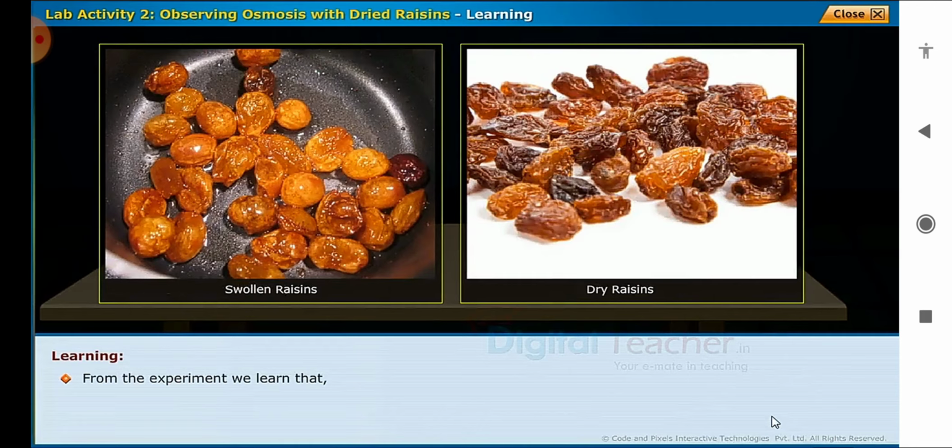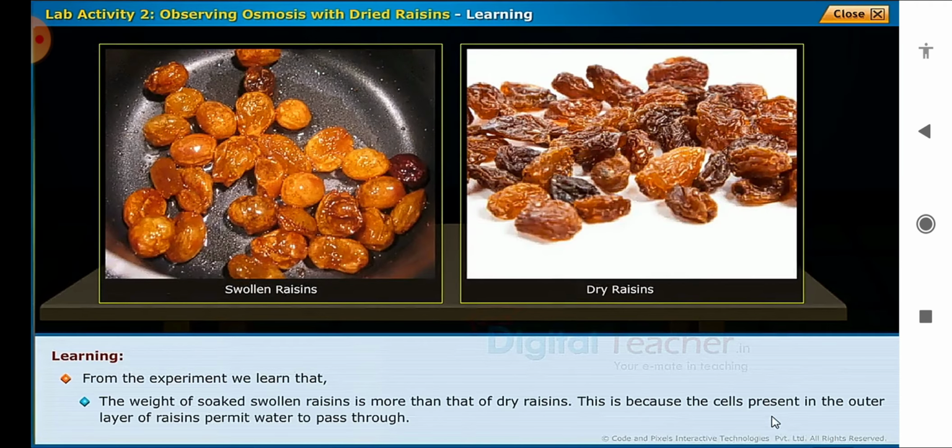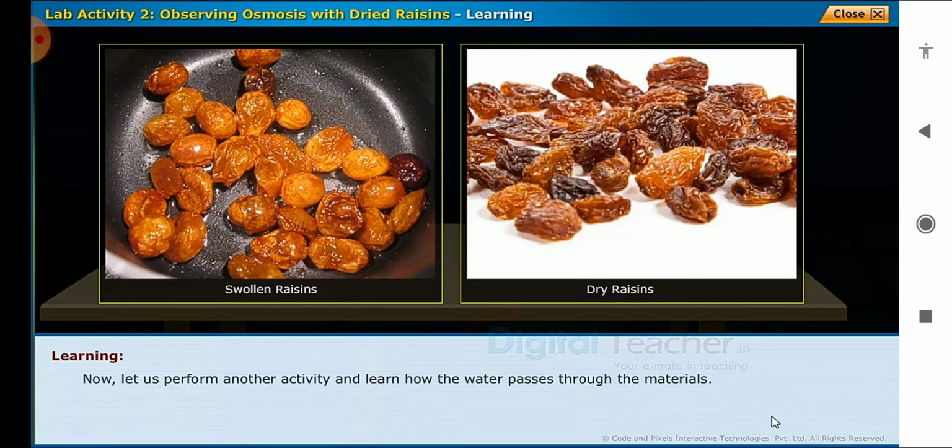From the experiment, we learned that the weight of the swollen raisins is more than that of dry raisins. This is because the cells present in the outer layer of raisins permit water to pass through. Now, let us perform another activity and learn how water passes through materials.